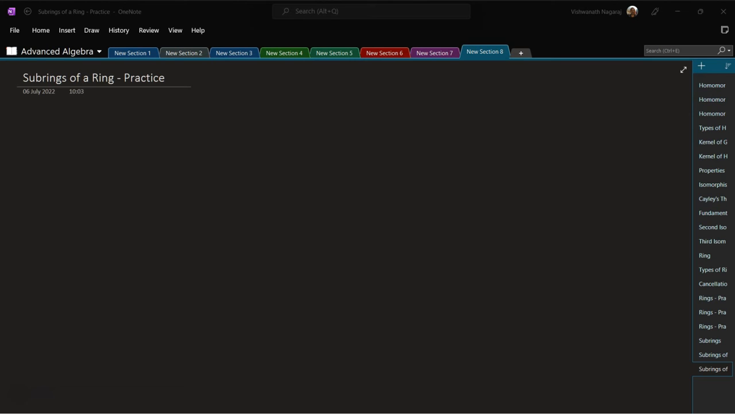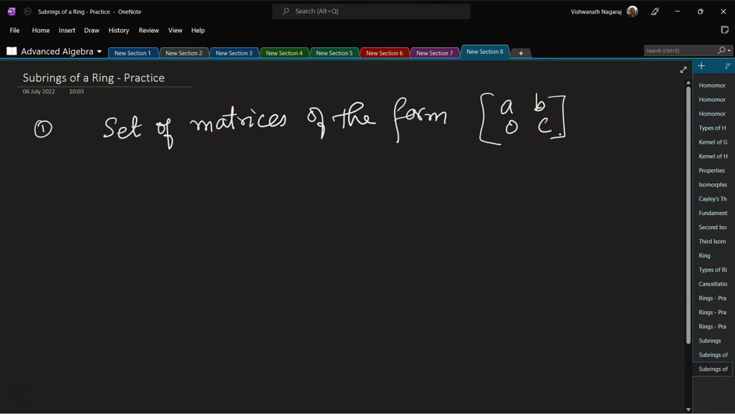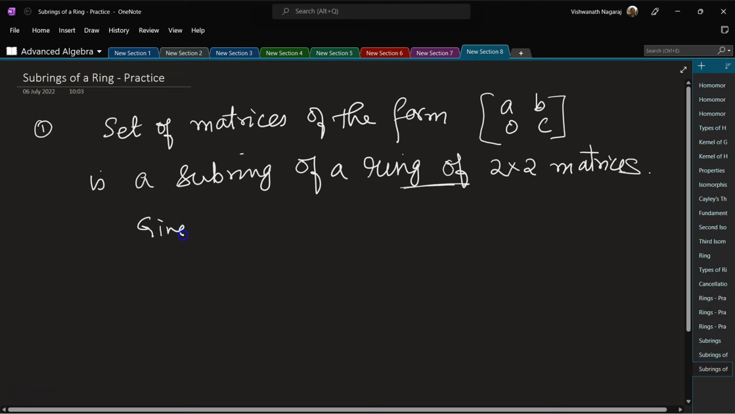Let's do some practice on subrings of a ring. Let's say we have to figure out whether the set of matrices of the form [A, B; C, 0] is a subring of the ring of 2 by 2 matrices. Let's say we are given 2 by 2 matrices as a ring.